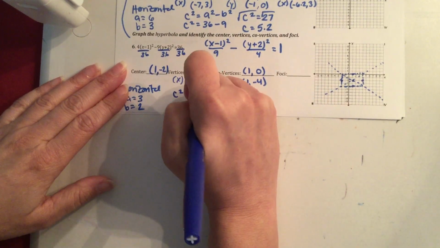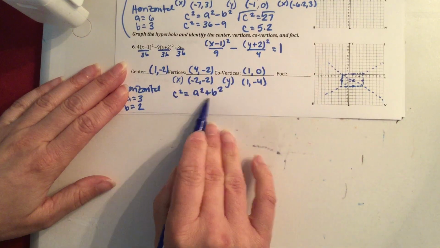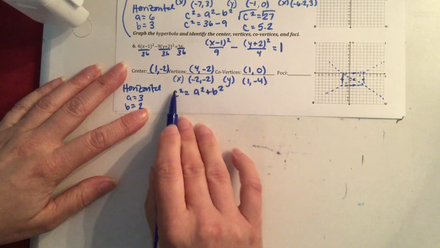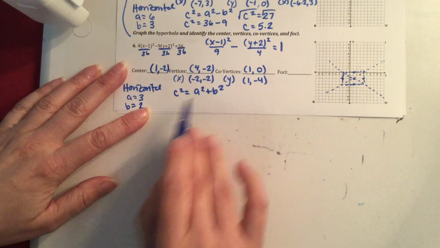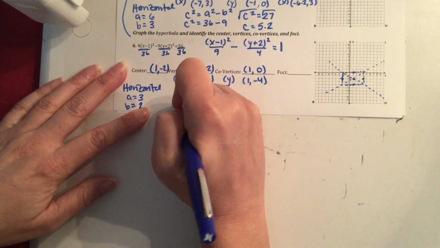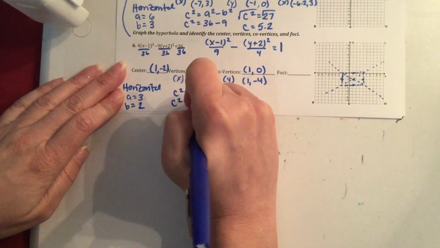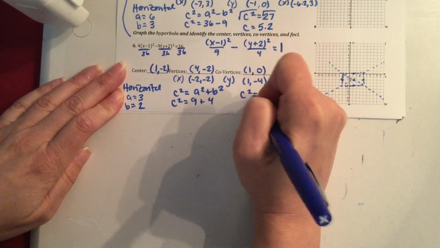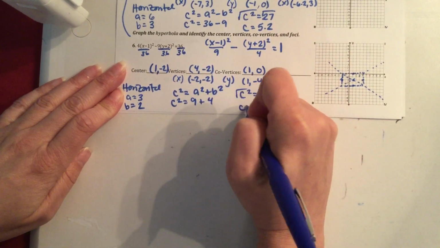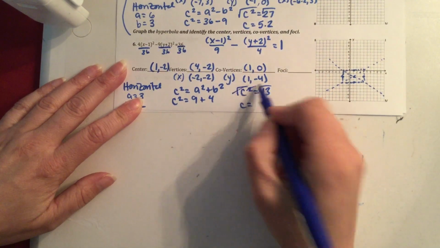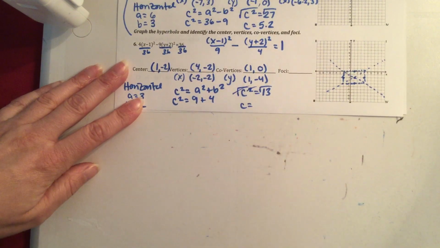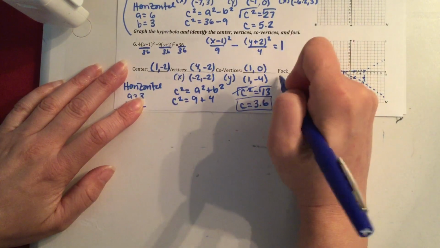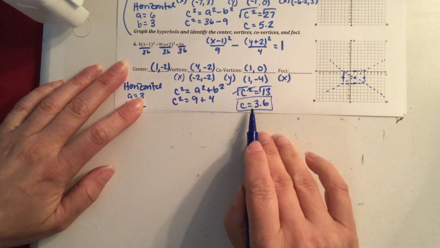c squared equals a squared plus b squared. Notice there's only one difference. This time it's a plus instead of a minus. It's a different relationship when we're dealing with the hyperbola versus the ellipse. So c squared equals a squared, 3 squared is 9, plus b squared, 2 squared is 4. So c squared equals 13. If I take the square root, it's going to cancel the power of 2. The square root of 13 is 3.6. Your foci always go with the vertices, so I'm going to add and subtract it to the x value.